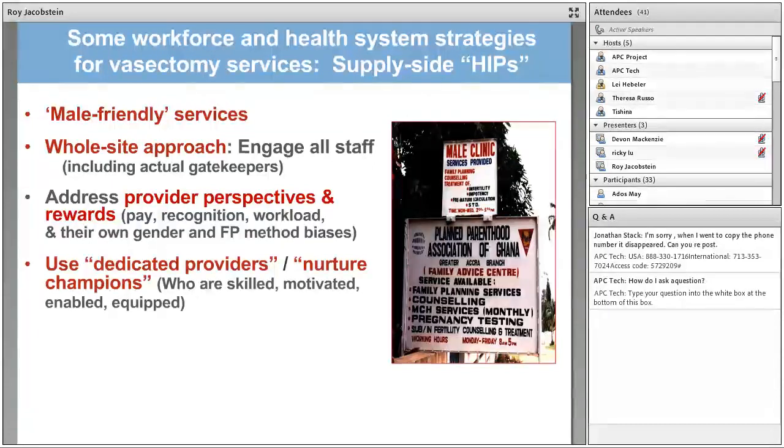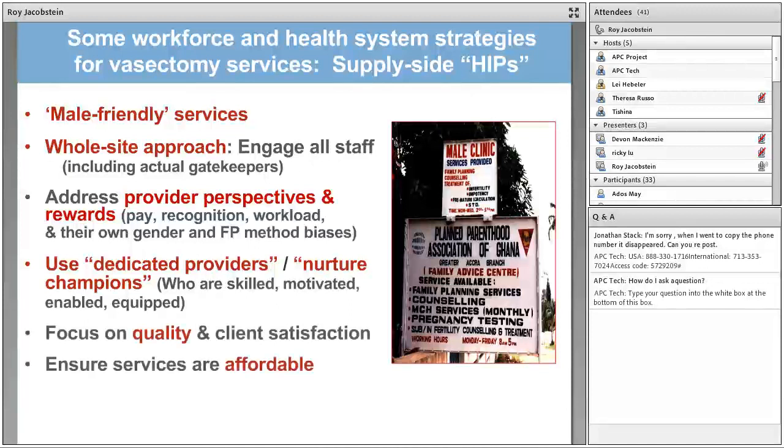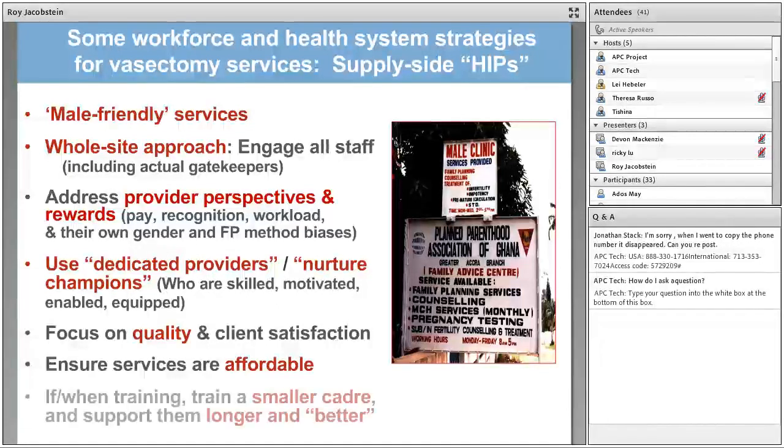We want to use the providers that are dedicated to this in the sense that they have the time for it and the commitment to it, and then we want to nurture these champions. We have a tendency to not stay with the ones who are committed to this long enough, so that's important. We want to focus on quality and client satisfaction, make sure the services are affordable, and, if we are able, train fewer providers, but then stick with them longer.